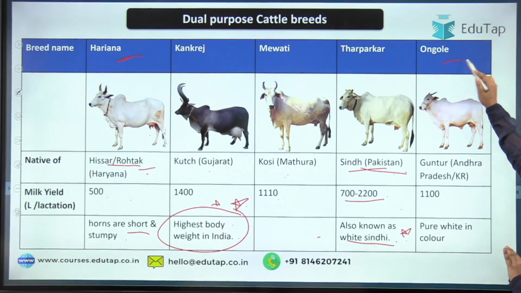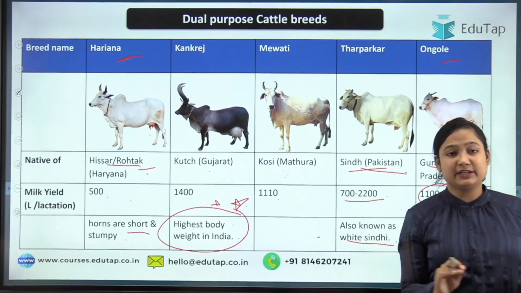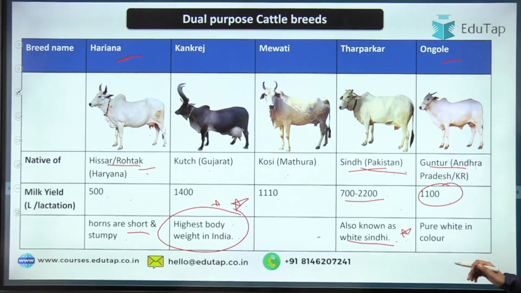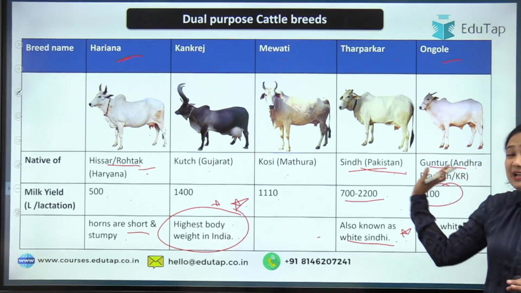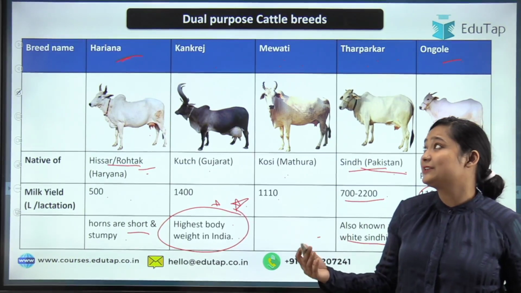Then for Ongole, you should remember that Guntur is the place of origin and the milk yielding capacity is 1100 liters per lactation. That will be enough. You don't need to go for the feature that it is pure white, because many cows, many cattle can be white, so that won't be very important for your NABARD examination.